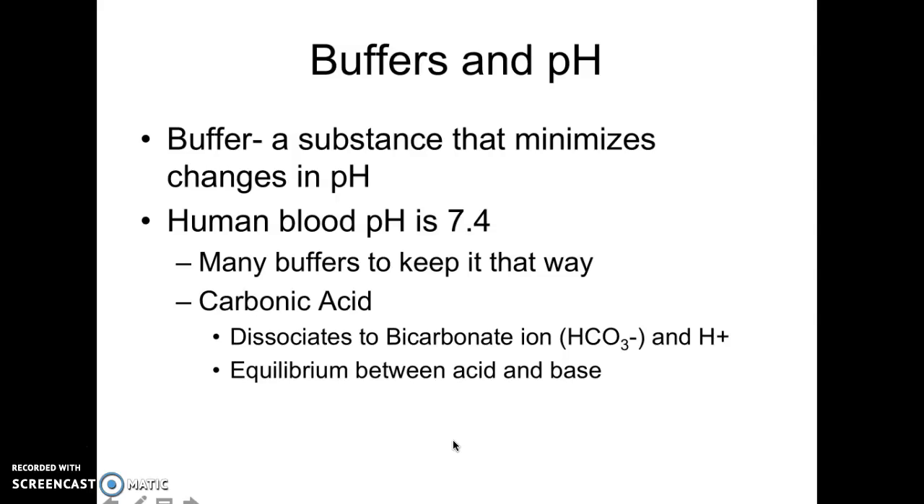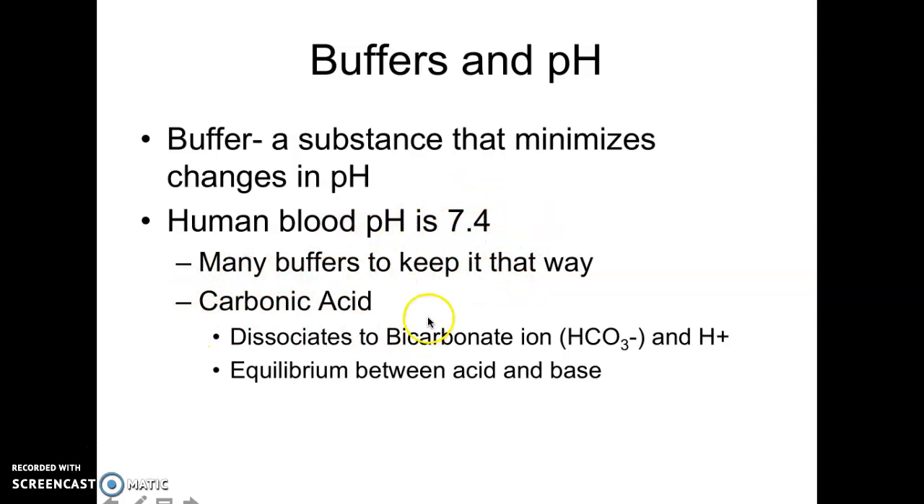Now, our body has things that are called buffers, and we use them in lab as well. Buffers are substances that help to minimize any change in pH. So it keeps our pH stable. The pH of our blood is 7.4, so that's pretty neutral. And we don't want to be swinging out of any range, but because of the way we break down some chemicals in our body, we can make things a little more acidic at times or a little bit more basic. So we have buffers in the blood that keep us at that 7.4.